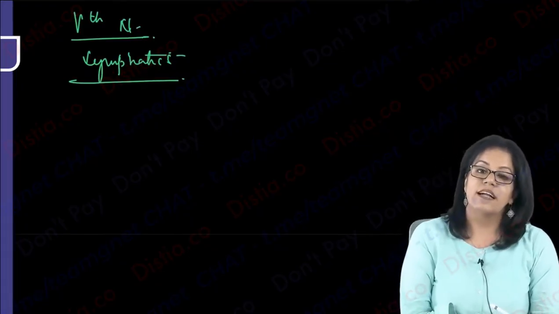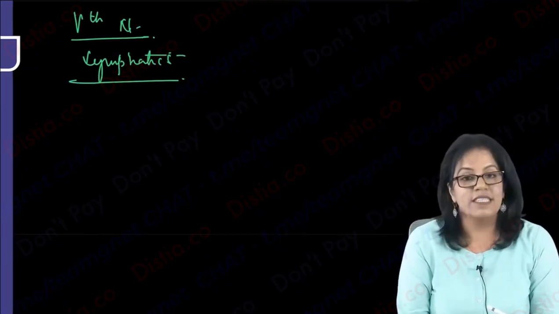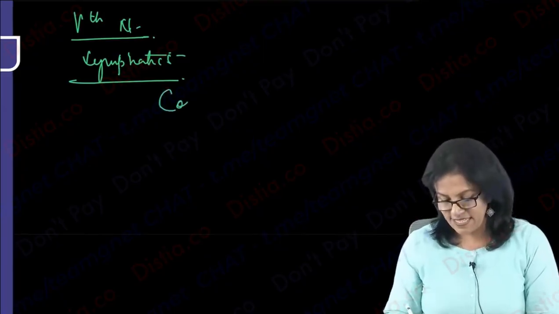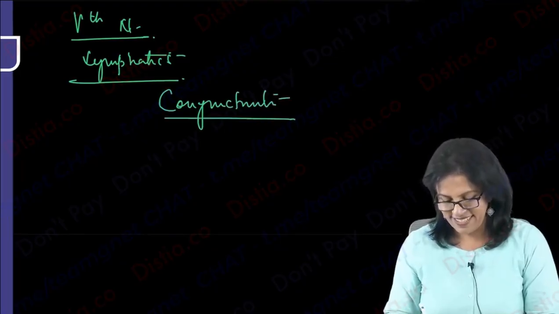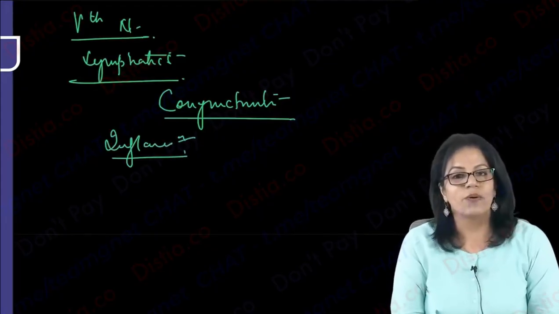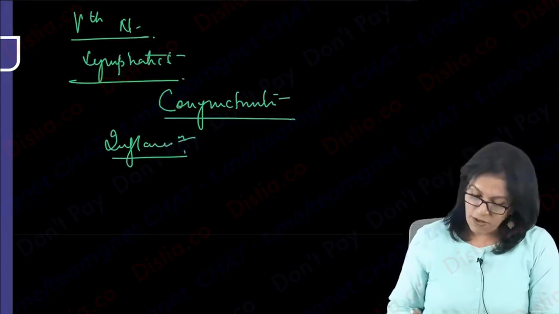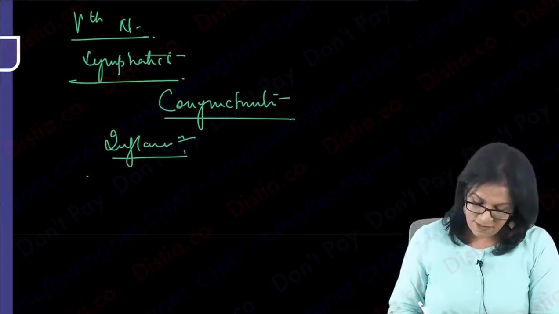We now come to conjunctivitis. What is conjunctivitis? Very simple. Inflammation of the conjunctiva is called conjunctivitis. Everybody knows this, right? Then we talk about the signs, symptoms and clinical features.